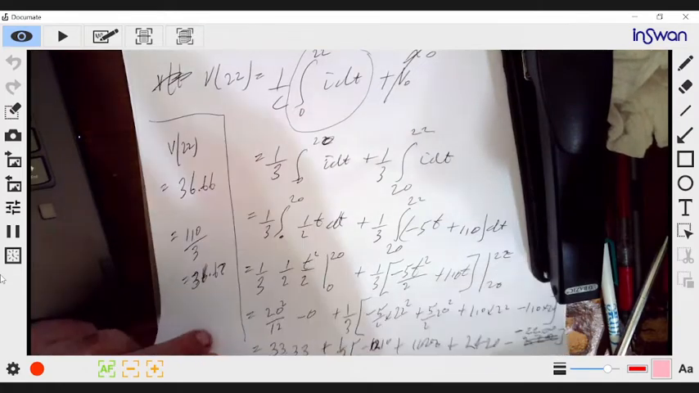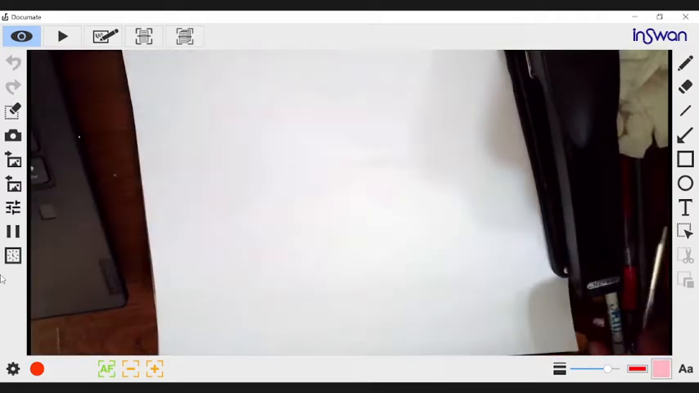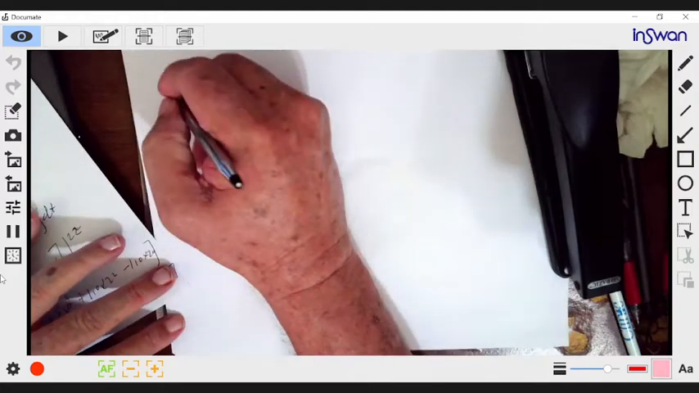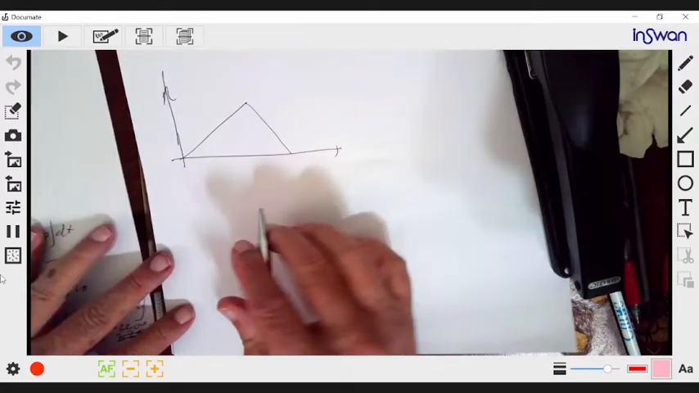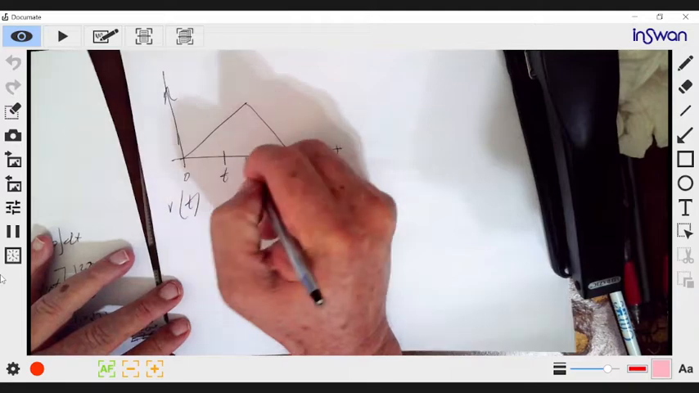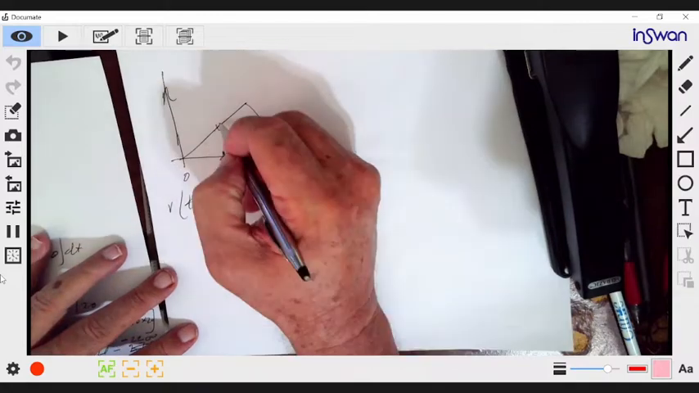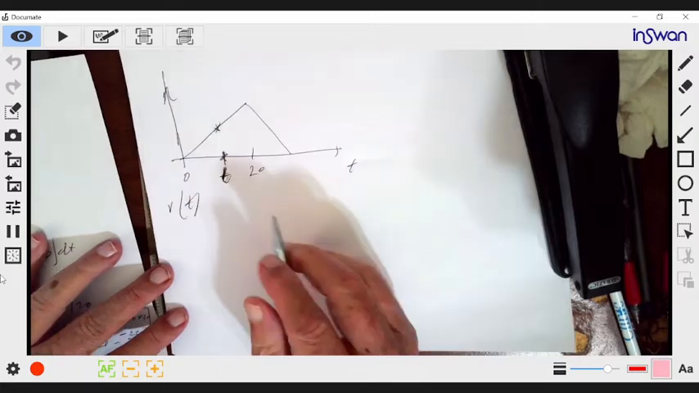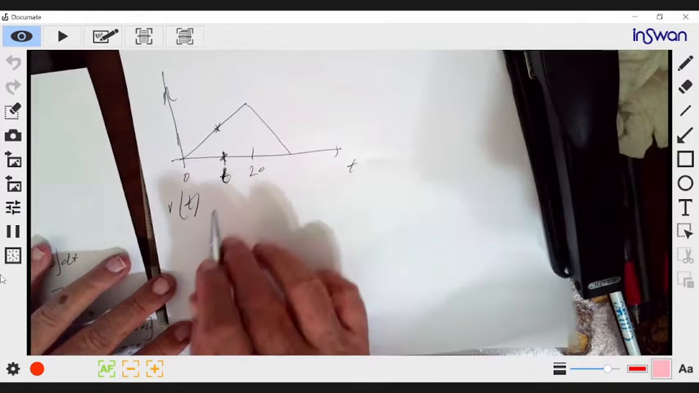Okay. Now, I want to do something different now. I don't want the voltage at 22. I want the voltage at the time, but the time between 0 and 20 seconds. I want that voltage at this time here. The current is this amount. By the way, how much is that amount? How much current do we have at time t? At time t, how much current do we have?